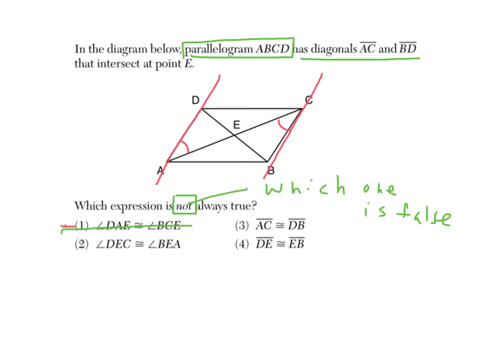Looking at the next choice, DEC. DEC and BEA are those 2 vertical angles. Vertical angles are always congruent. Okay, moving on to choice 3.